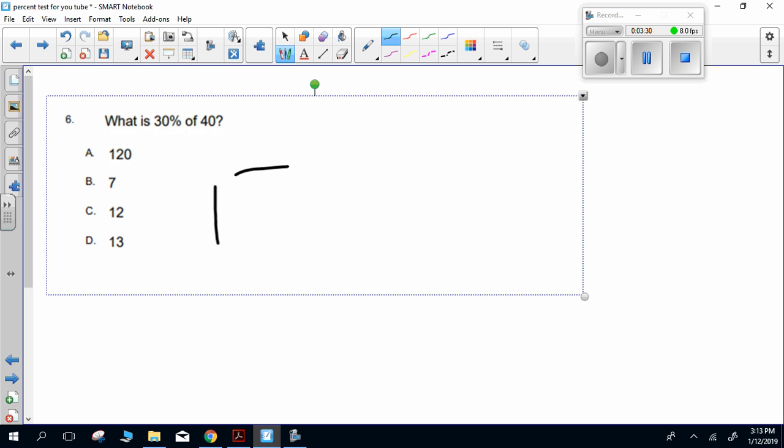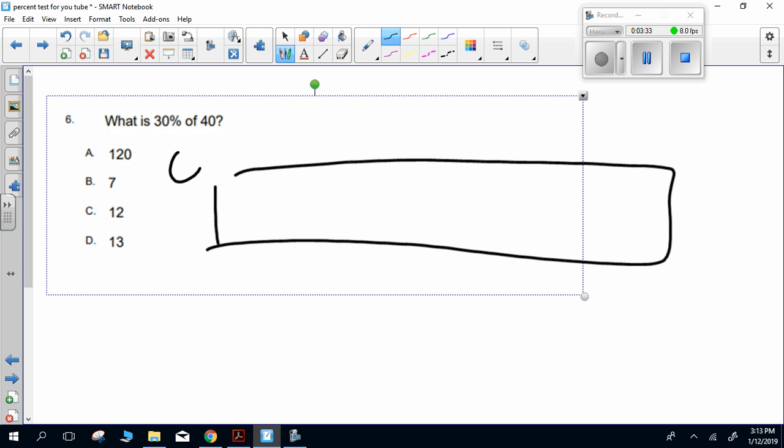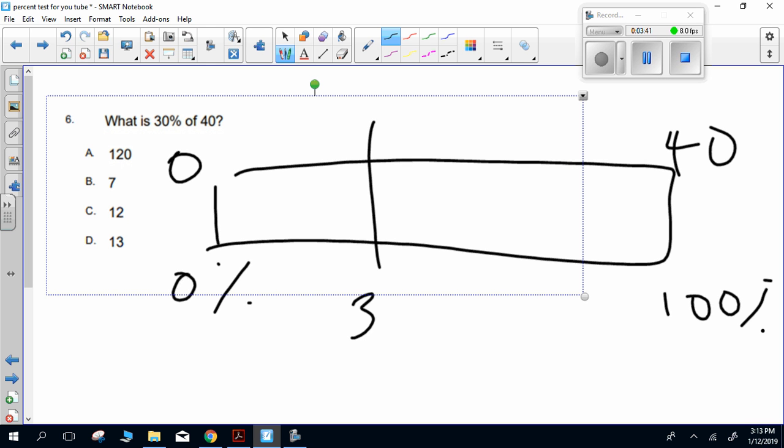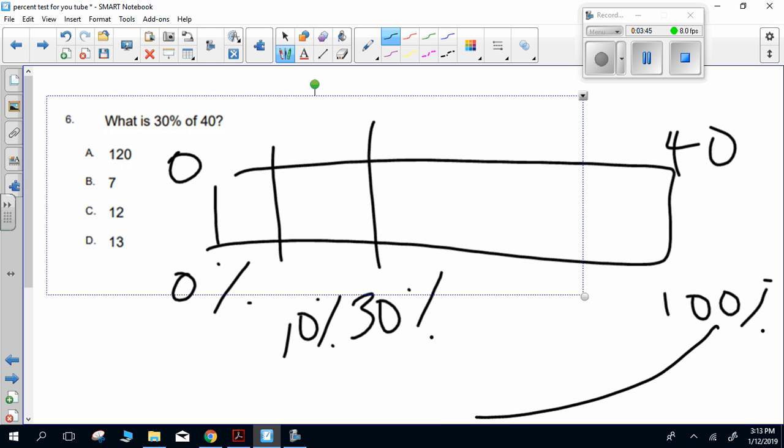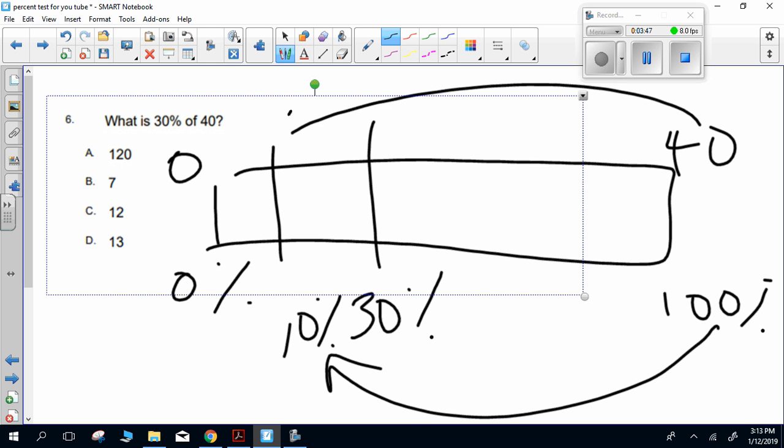Next one. What is 30% of 40? 0, 0%, 100%. 40 is my total. I want to go to 30%, so I'm going to go down to 10%. Divide by 10, divide by 10. So 10% is 4. So now times 3, times 3, the answer is 12.